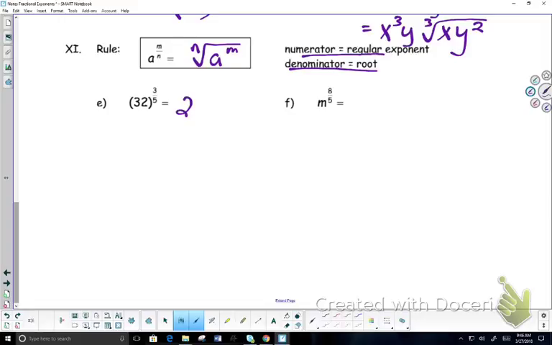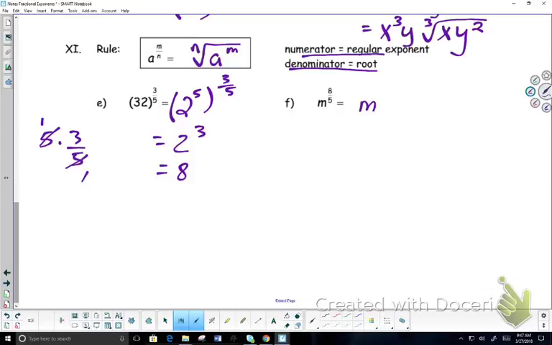32 is 2 to the 5th power, and it's being raised to the 3/5. Well, if I multiply 5 times 3/5, my 5's cancel and become 1, and I end up with 2 cubed, which is 8. And you'll see how much easier that is than if you tried to put that inside of a radical and write it all out. The next one would be 8 divided by 5 will go in at once with a remainder of 3. Keeping in mind, this is your root. Okay.